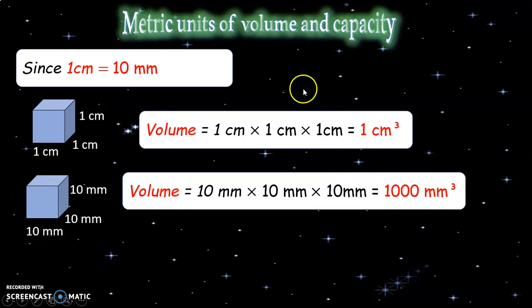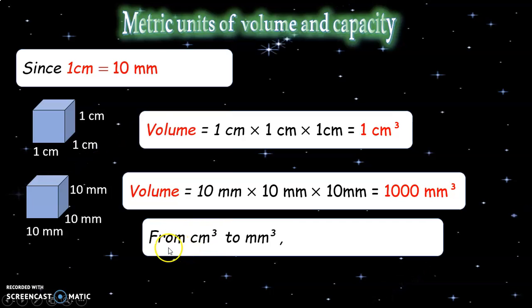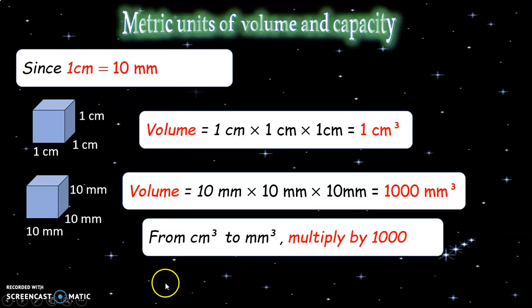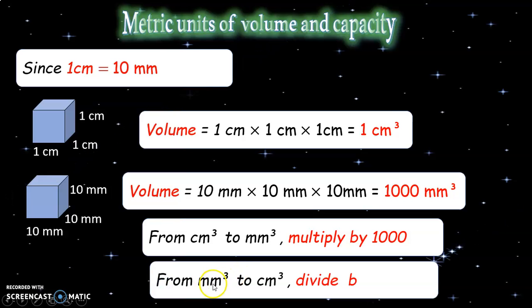When we are talking about volume, this is the equivalent, while in metric units, 1 centimeter is equal to 10 millimeters. So to convert from centimeter cube to millimeter cube, we need to multiply by 1000. If we want to change millimeter cube to centimeter cube, we need to divide by 1000.